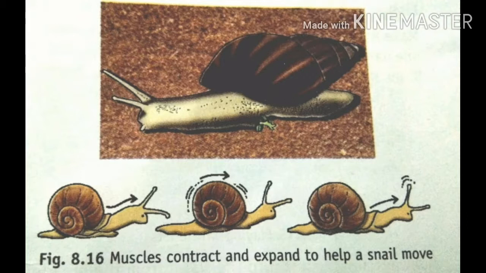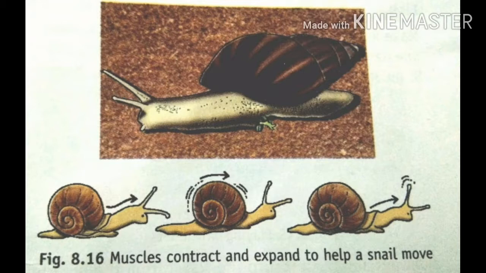Snails glide along the ground using their foot. So the movement of a snail is gliding. The muscles of the foot move like a wave. By this movement, it leaves a mucus trail. Mucus makes the movement easy and prevents injury.